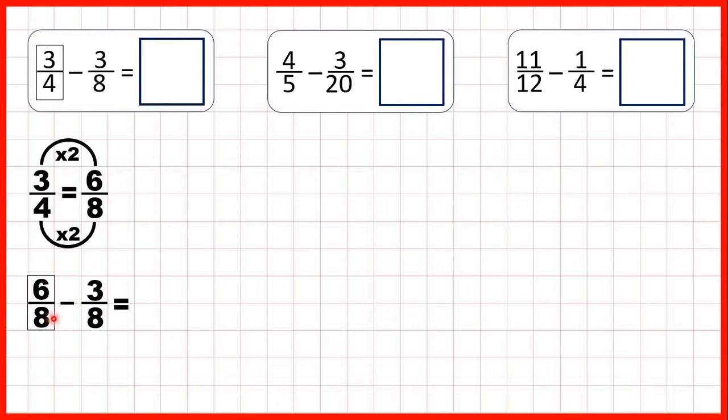So now our denominators are the same, so we keep the denominator the same in our answer, and 6 minus 3 is 3, so our answer is 3/8.